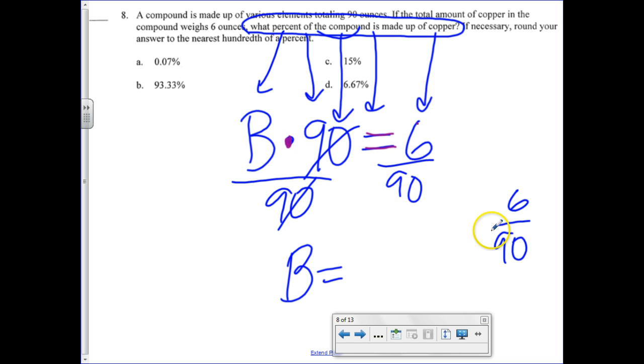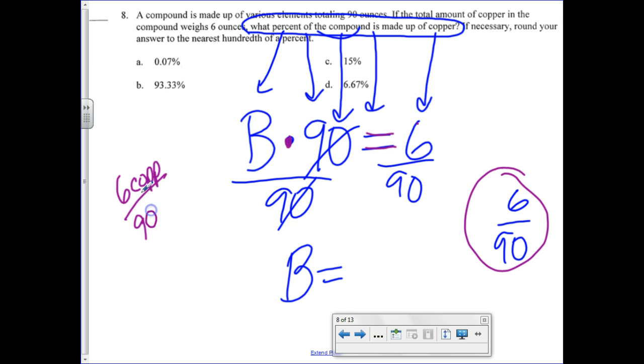Divide both sides by 90. This fraction, or if you just want to zoom right to that, it's 6 ounces of copper out of the entire 90 ounces. You get that fraction and then convert it into the percent, and you should get D.